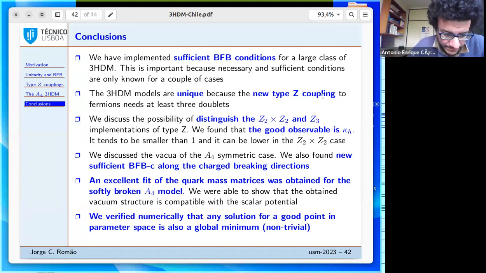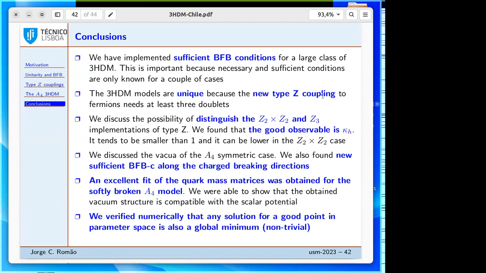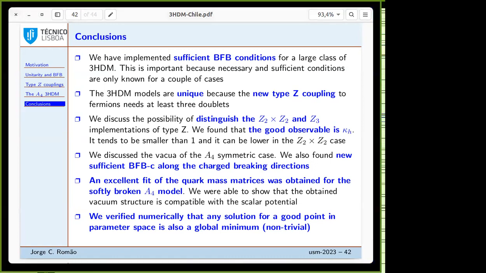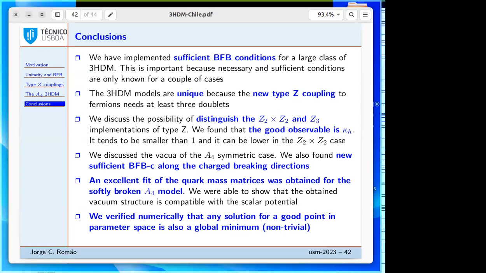First, about the alignment limit. In this case, how do you know that these extra scalars are not going to take the couplings and properties of the usual Higgs away from the standard model properties?